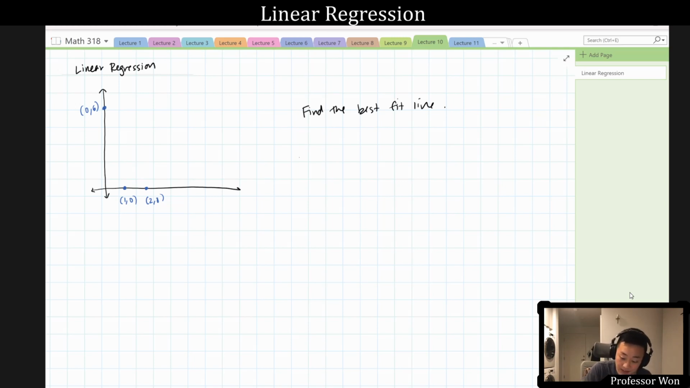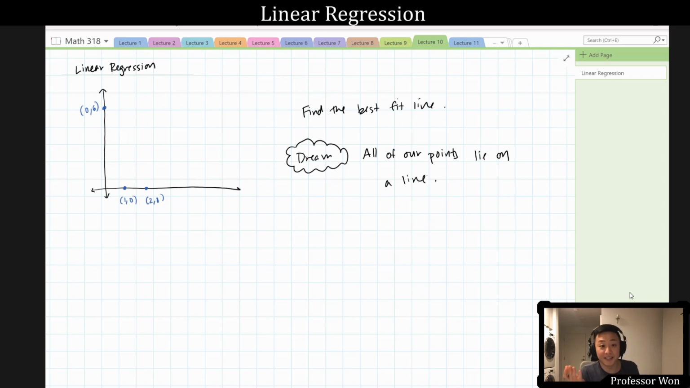So the dream is all of our points lie on a line. If that were true, it would be really easy, right? You have slope intercept form, you take any two of the points, and then you just find the line between them. Okay, but this will basically never happen. So not all your dreams can come true. That's a terrible lesson.